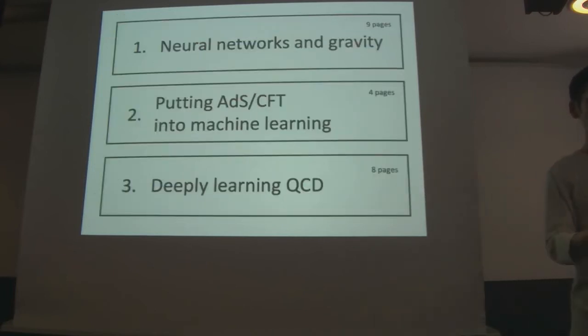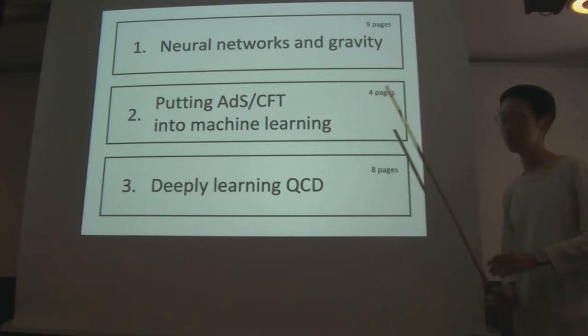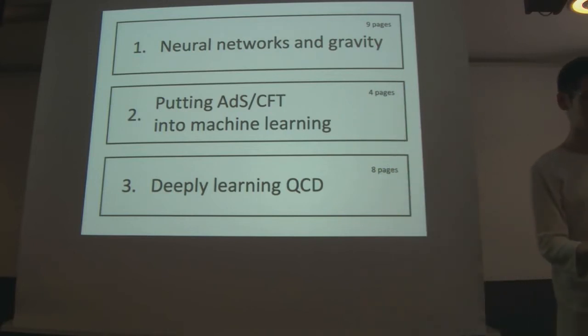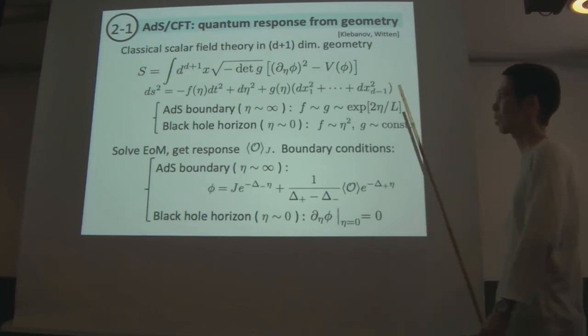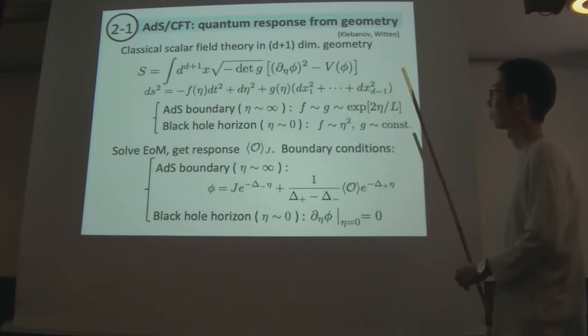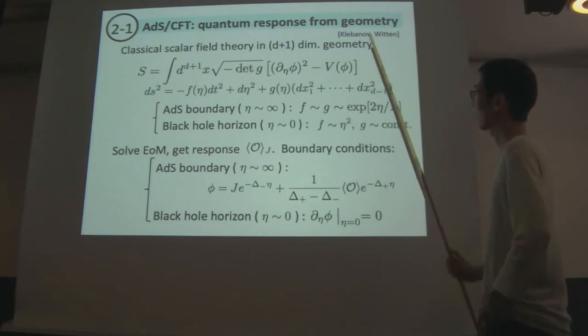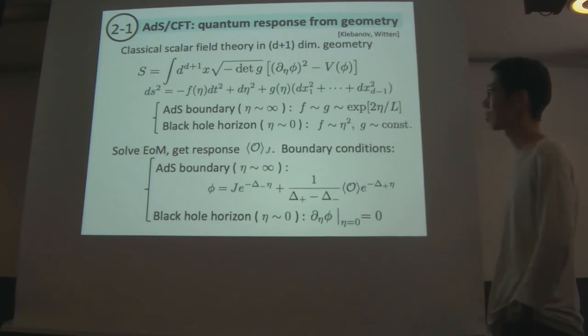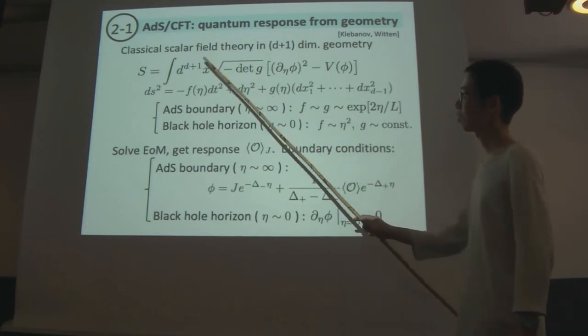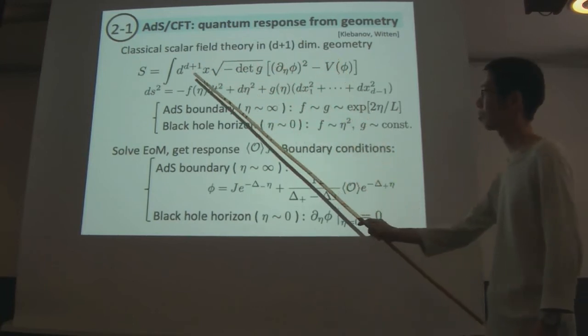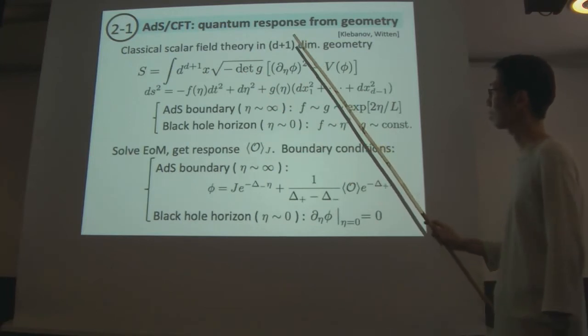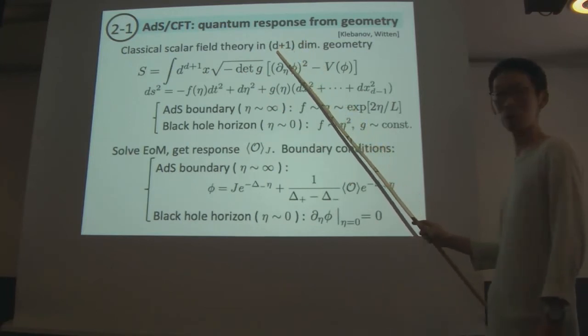Okay, so in section 2, I'll explain briefly the principle of the dictionary. This is a one-page summary of what AdS/ML is, based on Klebanov and Witten in the late 90s. I consider classical scalar field theory in d plus 1 dimensional geometry, and it looks like this. In the case of QCD, this d could be 4.